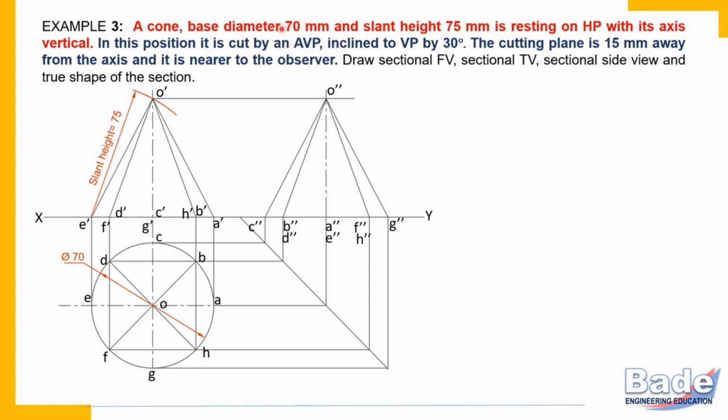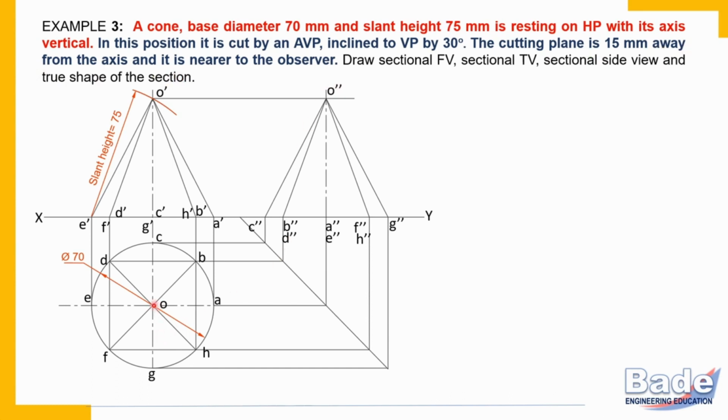So one thing is clear, that the plane is vertical plane. That means cutting plane line appears in the top view. So we are going to draw cutting plane line in the top view. Okay. It is inclined to VP by 30 degrees. So we are going to draw that cutting line at an angle 30 degrees. But infinite lines we can draw in the top view. So where exactly is that cutting plane line? The cutting plane is 15 millimeters away from the axis, and it is nearer to the observer. Okay. So first of all, check where is axis in the top view.